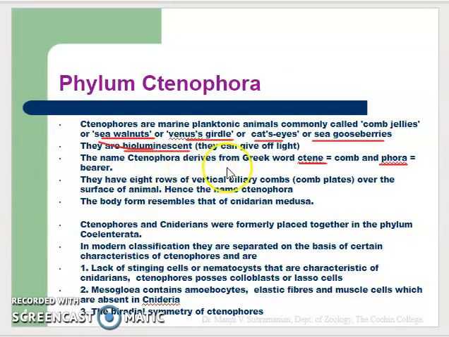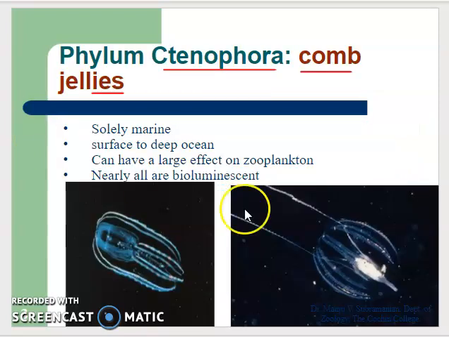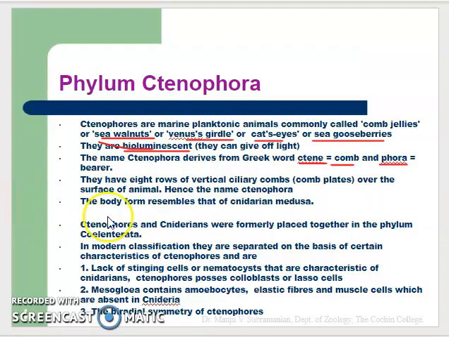The name Ctenophora is derived from the Greek words ctene, meaning comb, and phora, meaning bearer. There are 8 rows of vertical ciliary combs over the surface of the animal, and hence they are called ctenophores. Here you can see the 8 rows of combs. We'll show you in the next diagram.